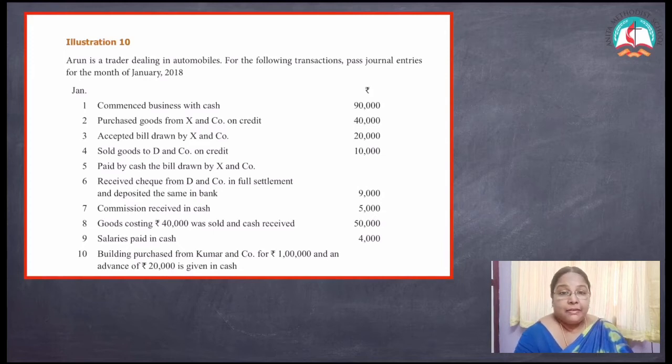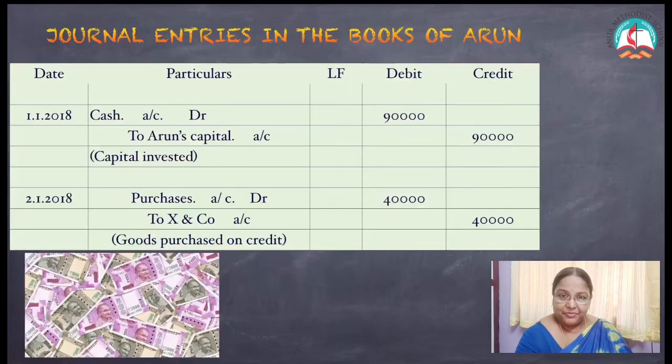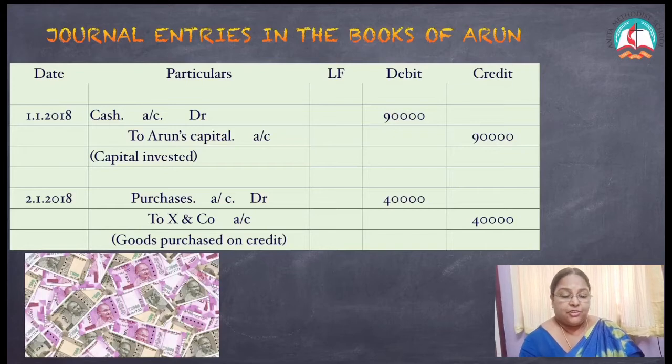Purchased goods from X and Co on credit, 40,000. Now this is a credit transaction, purchase from X and Co. This entry also you know. Purchase account debtor to X and Co account. And then in your narration you have to specify it is a credit purchase. Clear, children?